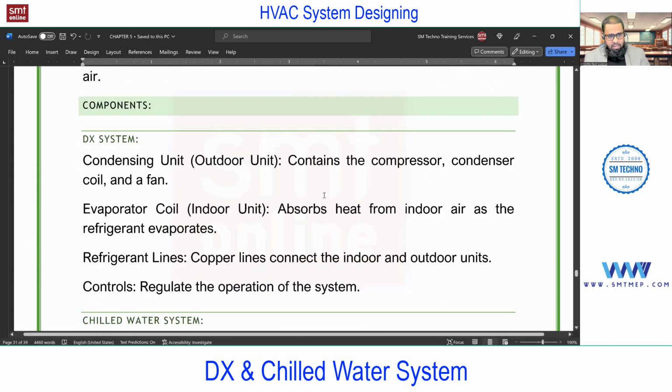Next, the components, you know this. In the DX system, the condensing unit, you know what the components in the condensing unit are. The evaporator coil in the indoor unit and the refrigerant line. What we discussed in detail, this is just a summary.